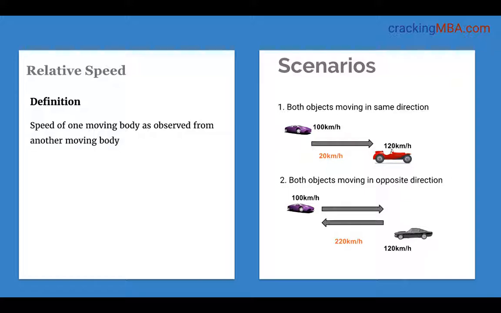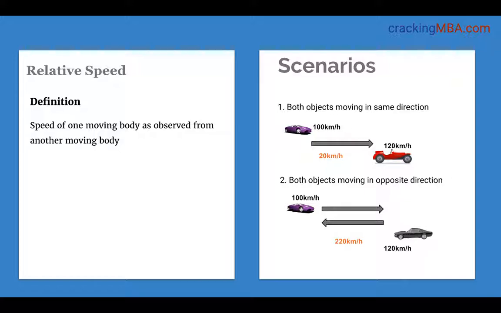Relative speed is the speed of one moving body as observed from another moving body. If you have traveled on an expressway, you would have noticed that when you're traveling in your car and another car overtakes you, it seems to be moving at a specific speed. That speed at which you observe the overtaking car is the relative speed. So if your car is traveling at 80 kilometers an hour and another car overtakes you at 100 kilometers an hour, you find that the car is moving at a steady speed of 20 kilometers an hour.